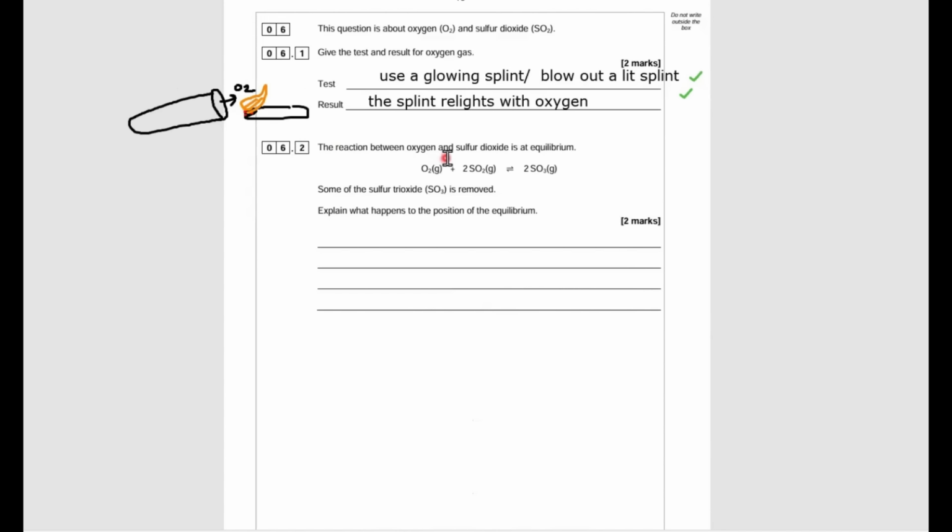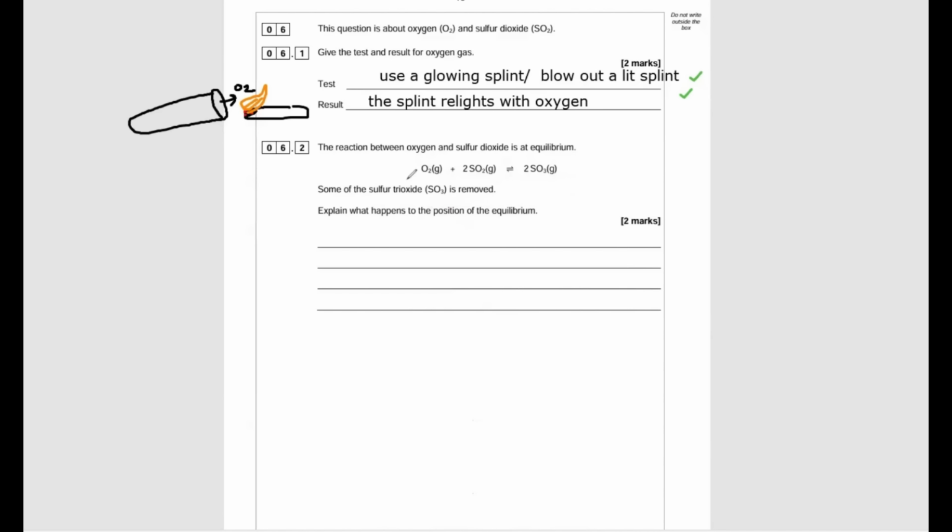Okay, next question, 6.2. The reaction between oxygen and sulfur dioxide is at equilibrium: O2 gas plus 2 SO2 gas, reversible symbol, goes to 2 sulfur trioxide, SO3 gas. Some of the sulfur trioxide, SO3, is removed. Explain what happens to the position of equilibrium.